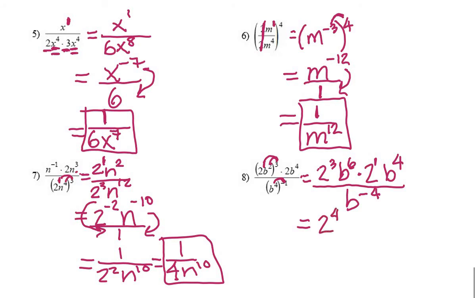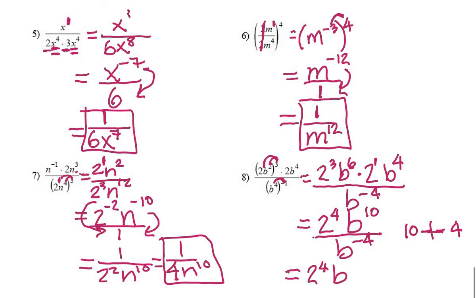Now I'm going to condense the numerator, so 2 cubed times 2 to the first. If I add the exponents, that would be 2 to the fourth. B to the sixth times b to the fourth. If I add the exponents, that's b to the 10th over b to the negative 4. There's a couple ways to do this, but I'm just going to subtract the exponents. 10 minus negative 4 is the same as 10 plus 4. So I get 2 to the fourth, b to the 14th, and 2 to the fourth is 16, b to the 14th. And that's it.